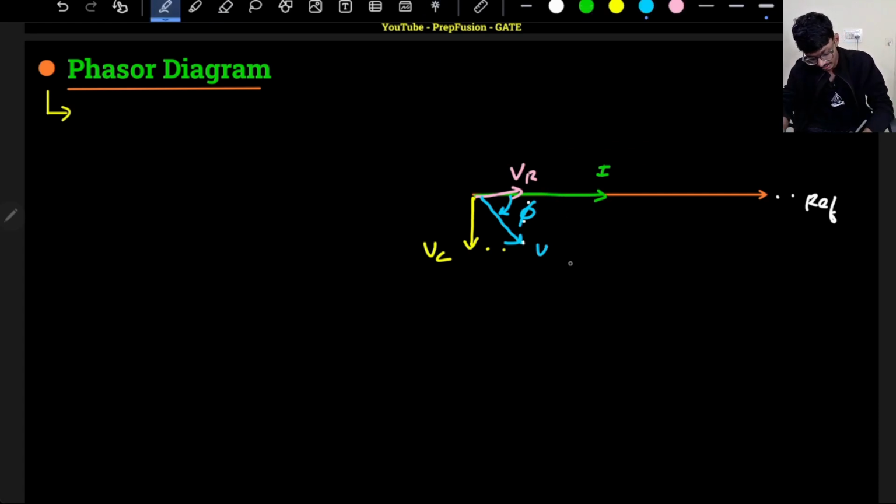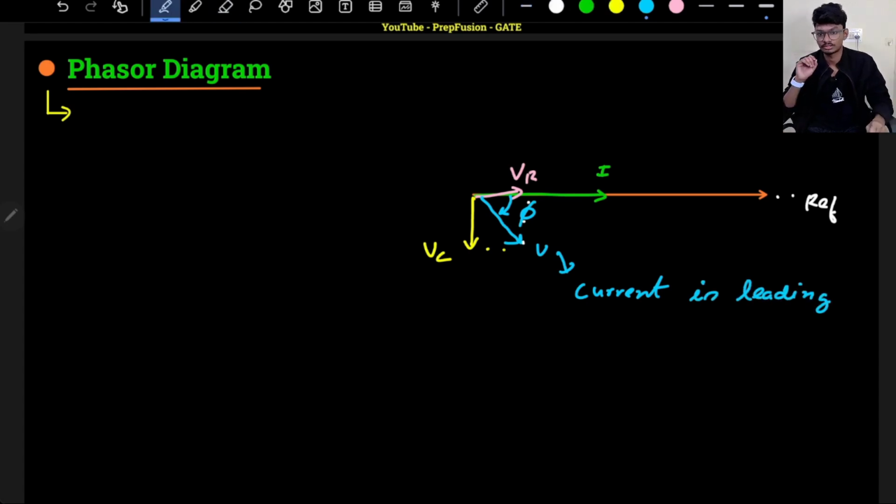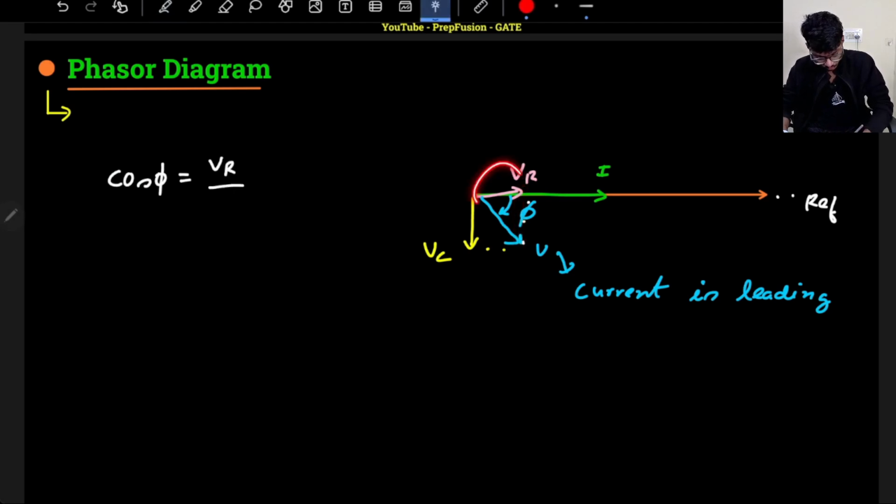So here my current is leading the voltage. Current leads the voltage in this particular circuit. So again, if you want to find cos phi, it will be the same approach, you can derive it: cos phi will be equal to VR by V. Basically you just apply the triangle, right? Cos of phi is based upon the hypotenuse, VR by V. V is the hypotenuse. I am talking about the magnitudes.